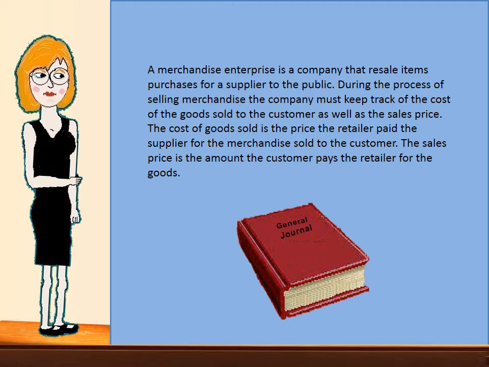A merchandising enterprise is a company that resells items purchased from a supplier to the public. During the process of selling merchandise, the company must keep track of cost of goods sold to the customer as well as the sales price. The cost of goods sold is the price the retailer paid the supplier for the merchandise sold to the customer. The sales price is the amount the customer pays the retailer for the goods. In the periodic inventory system, we record adjusting entries to recognize the cost of goods sold for inventory.